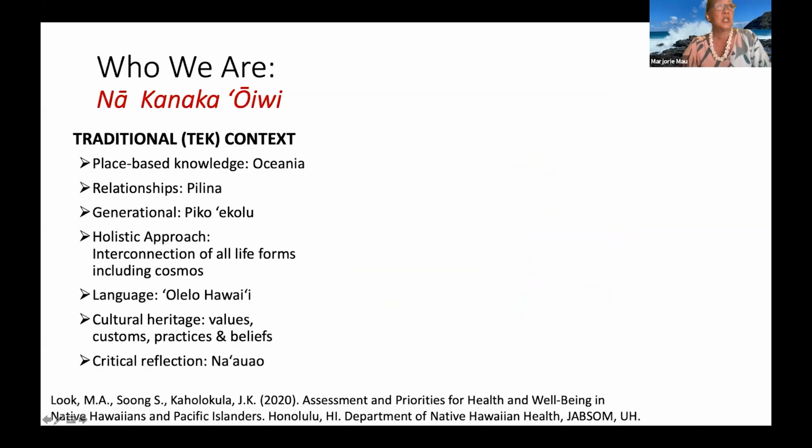So based on this information and what we have learned from our own cultural myths, legends, and stories, who we are is Na Kanaka Oiwi. So Na is the plural, Kanaka is humans, and Oiwi is the bones, where we feel the Polynesian and Pacific Islander people draw their origin. And within a traditional ecological knowledge context, these are the types of things, concepts or constructs that people from Oceania and including Native Hawaiians most identify with.